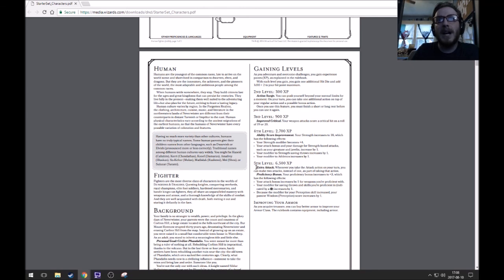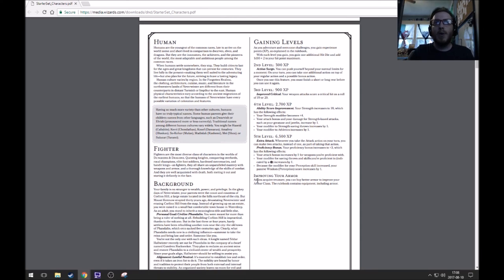So, you get extra attack. Whenever you take the attack action on your turn, you make 2 attacks instead of 1, which means if you use action surge, you make 4 attacks on that turn, which makes you basically a one-woman wrecking crew. Your proficiency bonus increases to plus 3, which has the following effects, and it lists those effects.